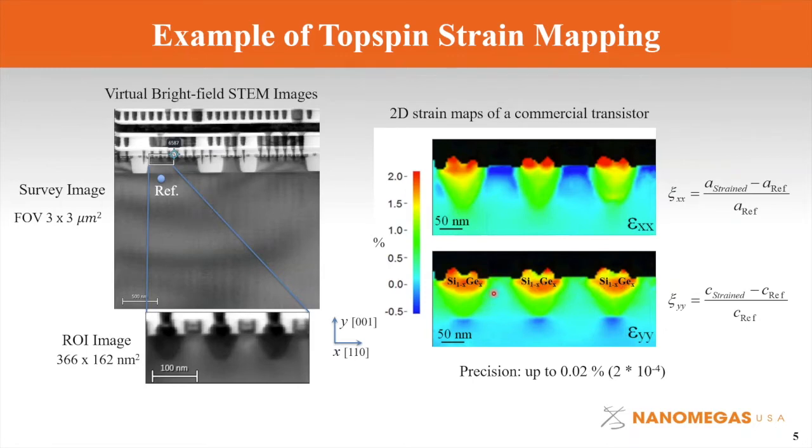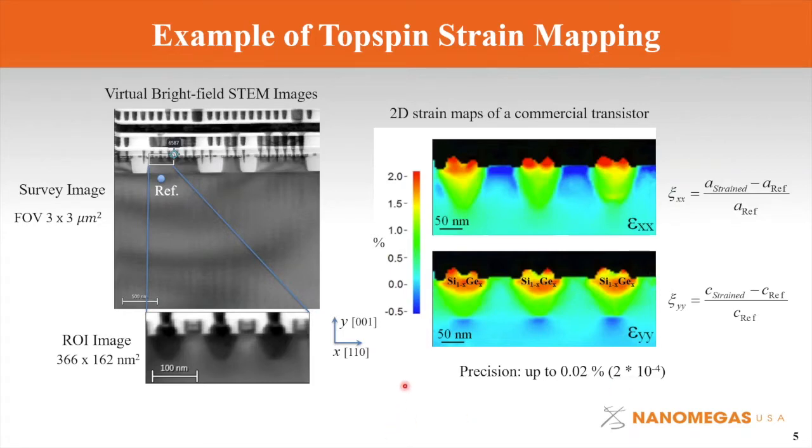Strain engineering is used to enhance the mobility of the carriers. In this case, the mobilities are hole mobilities, so we apply compressive strain to enhance the hole mobilities. Now, for a strain map like this, precision can be pretty high, up to 0.02%. That's 2 times 10 to the minus 4.